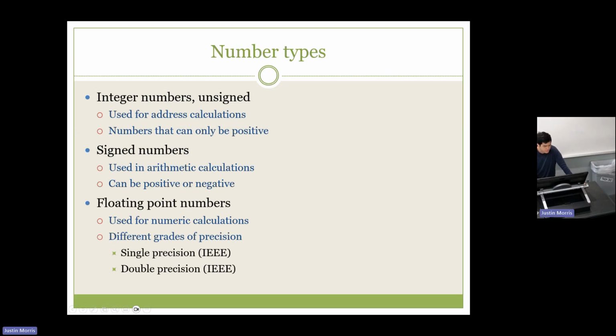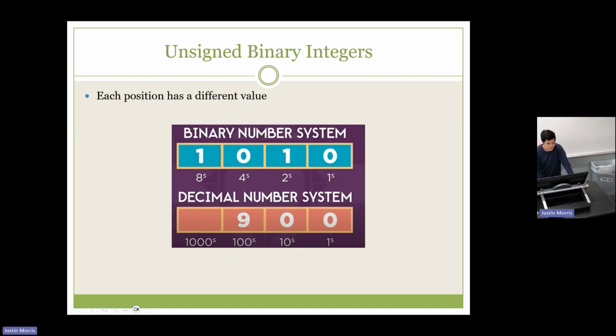And then we also have floating point numbers. So these are used for applications where you need better precision than fixed point or integers. And you need to go up to like either really, really large numbers or really, really small numbers. And there are two different standards. They're both from IEEE. They're single precision, which is 32-bit, and double precision, which is 64-bit. We're going to start with the basis, which is binary numbers.